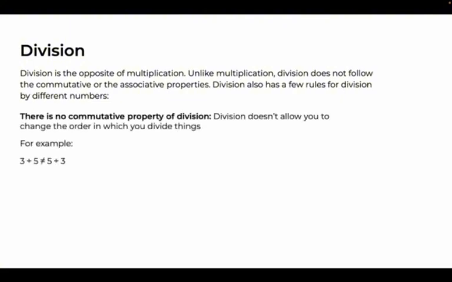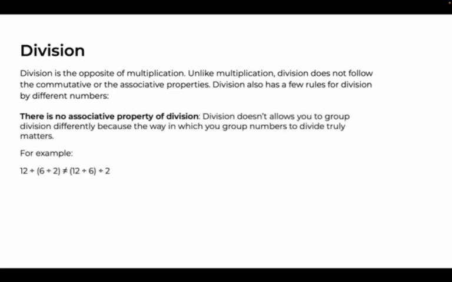Next, we have division, and division is the opposite of multiplication. Division involves splitting a number into equal parts. Unlike multiplication, division does not follow the commutative or the associative properties. Division also has a few rules for division by different numbers. First, there is no commutative property of division, because the order in which you divide things does matter. There is also no associative property, because the way in which you group numbers to divide does matter as well.